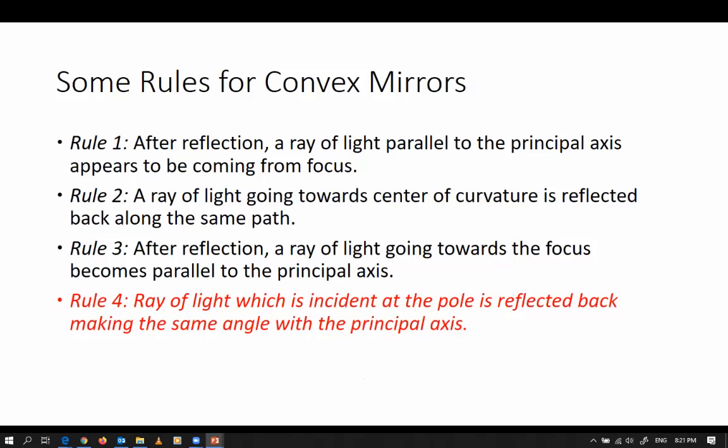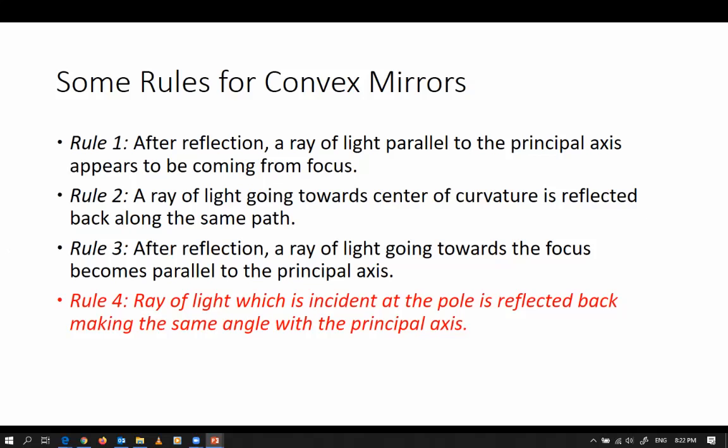Rule number two, a ray of light that goes towards the center of curvature is reflected back along the same path. Rule number three, after reflection, a ray of light going towards the focus becomes parallel to the principal axis. And then if you need to check yourself, you're unclear or you're having trouble with one of the others, rule number four, a ray of light which is incident at the pole is reflected back, making the same angle with the principal axis. Angle in equals angle out.